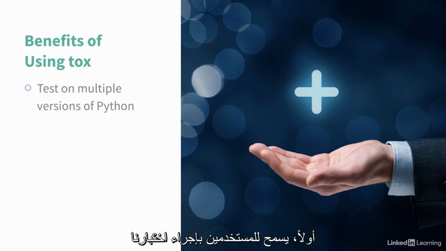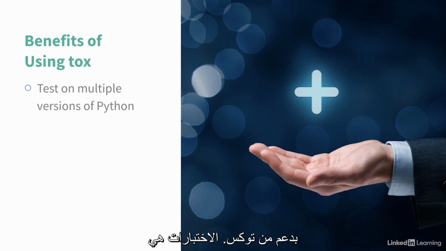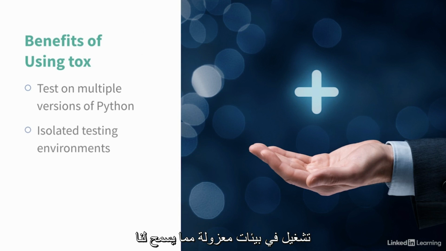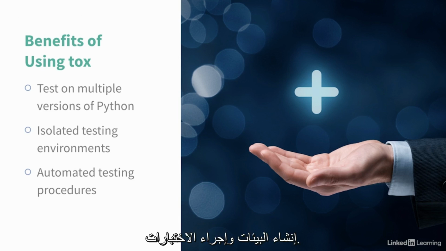First, it allows users to run our test suite in different versions of Python. For some projects, it supports multiple versions of Python, and we would like to make sure it runs not just on my Python version, but all the versions that are supported. With Tox, the tests are run in isolated environments, allowing us to test in multiple Python versions. And if an issue arises in a specific version, the test will fail, and we can quickly identify the problem. Tox simplifies the CI workflow on GitHub Actions by automating the process of creating environments and running tests.